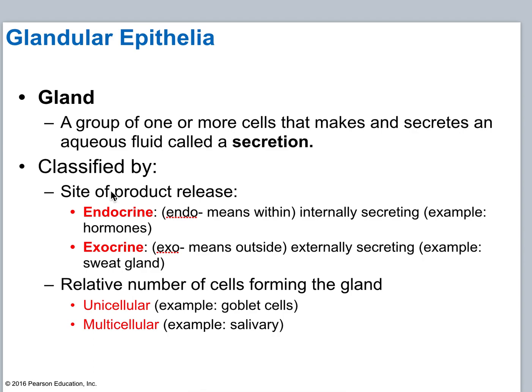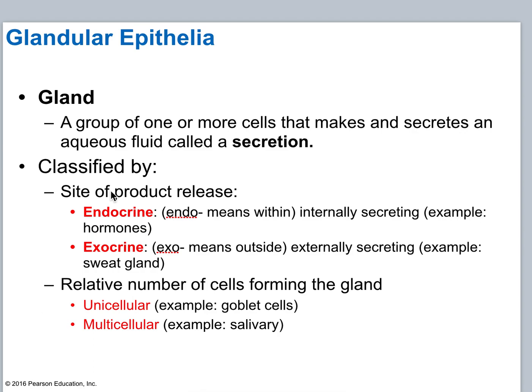Now, all this we've been talking about is covering epithelium. The other type of epithelium we mentioned was glandular epithelium. A gland is basically a group of one or more cells that secretes a fluid called a secretion. Glands can be classified by the site of the product's release. They can be endocrine glands or exocrine glands.